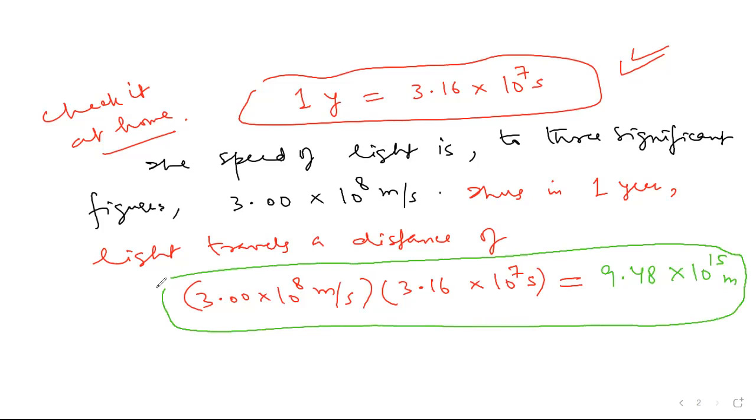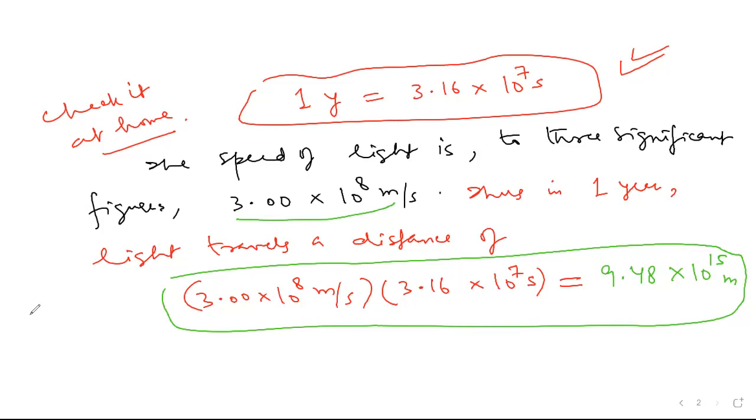Understand it first. I am saying speed of the light is, to three significant figures, 3 into 10 raised to 8 meter per second. That means light travels 3 into 10 raised to 8 meter in 1 second. So in 1 year, light travels a distance of this much. We're multiplying speed of the light in meter per second with the number of seconds in a year. We are getting the distance traveled by light in 1 year, which by definition is 1 light year.